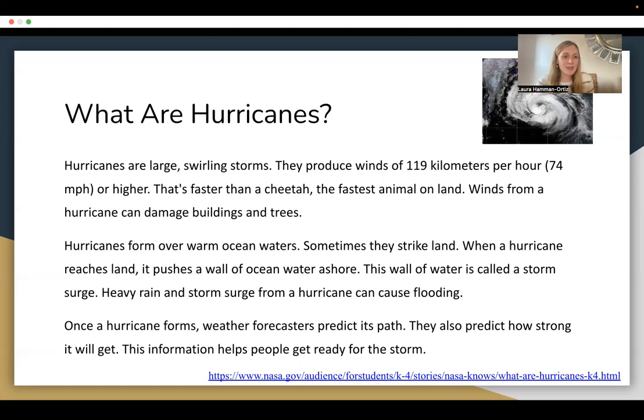What are hurricanes? Hurricanes are large, swirling storms. They produce winds of 119 kilometers per hour or higher. That's faster than a cheetah, the fastest animal on land. Winds from a hurricane can damage buildings and trees. Hurricanes form over warm ocean waters. Sometimes they strike land. When a hurricane reaches land, it pushes a wall of ocean water ashore. This wall of water is called a storm surge. Heavy rain and storm surge from a hurricane can cause flooding. Once a hurricane forms, weather forecasters predict its path. They also predict how strong it will get. This information helps people get ready for the storm.